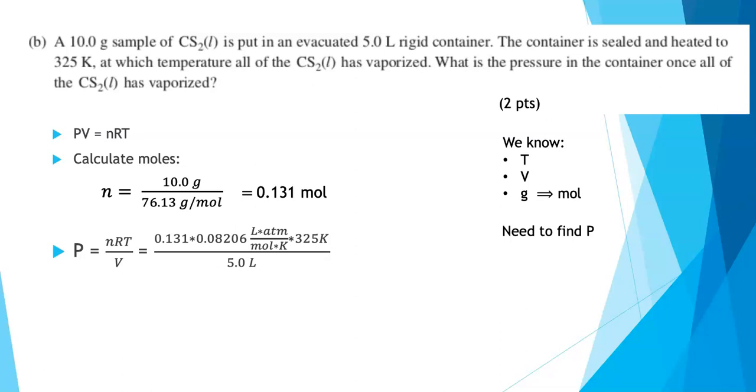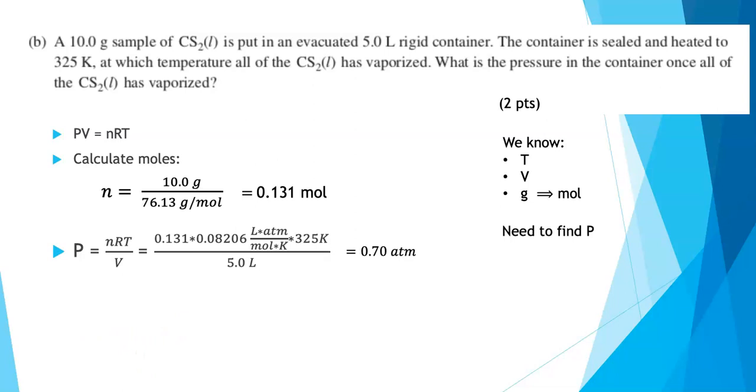I need to use an appropriate value for R. I use the one that involves liters, atmospheres, moles, and Kelvin instead of the one with kPa, but I could have done that as well. That would have been fine. The temperature we're already given in Kelvin, and then we need to divide by the volume in liters. Of course, you could substitute in your mole calculation here. This was scored out of 2 points. You got 1 point for correctly calculating the moles of carbon disulfide, and 1 point for getting the pressure correctly with an appropriate unit.